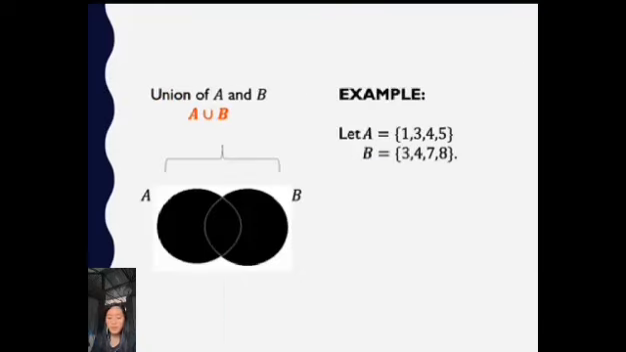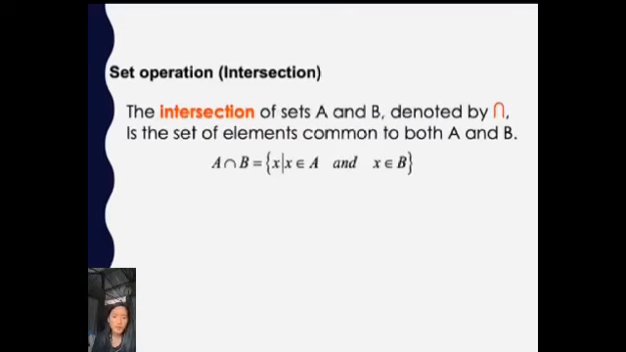For example, let set A be the set with elements 1, 3, 4, and 5, and set B with elements 3, 4, 7, and 8. The union of A and B, or A ∪ B, is equivalent to all the elements of both A and B, which is 1, 3, 4, 5, 7, and 8.